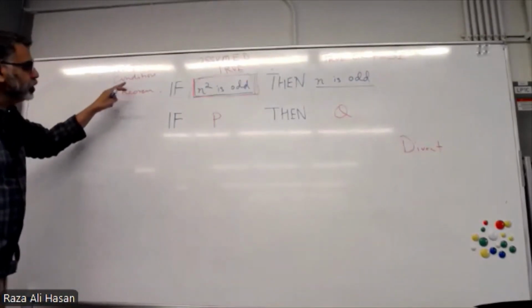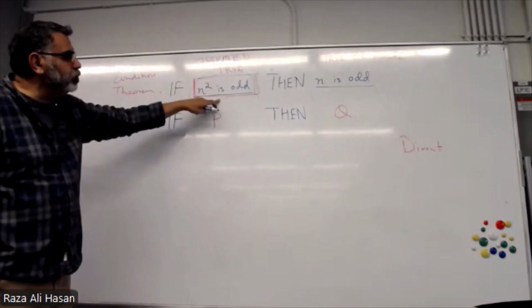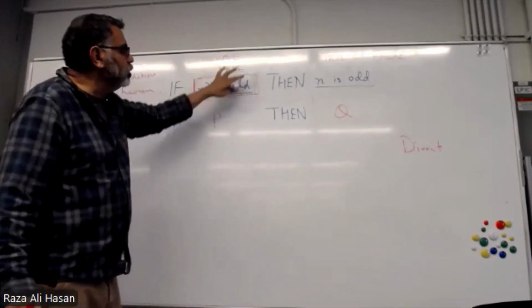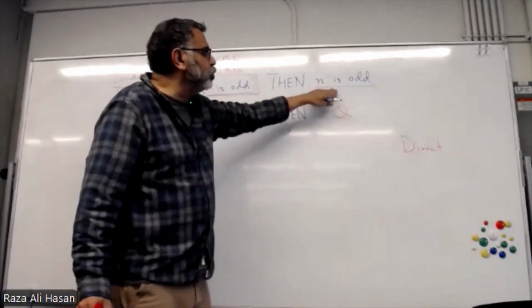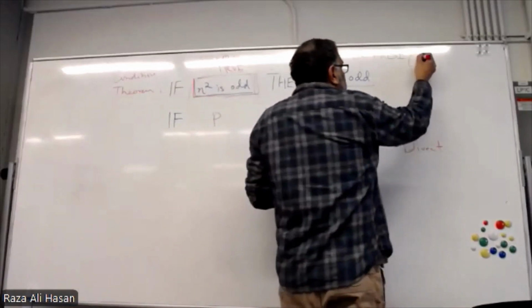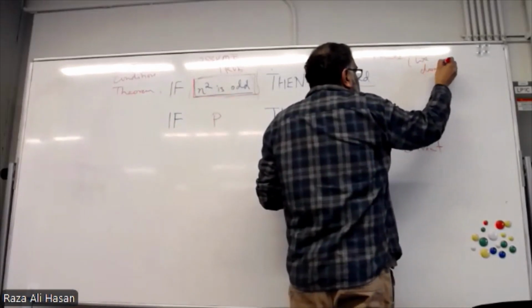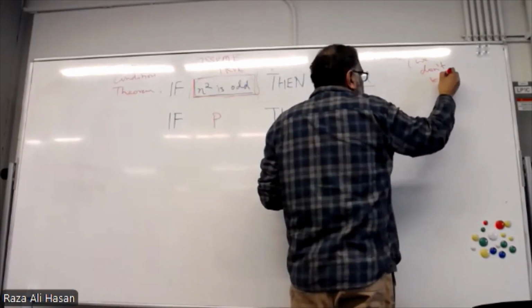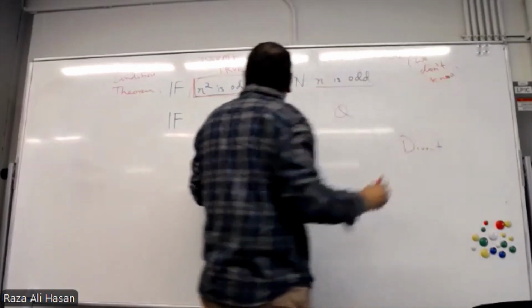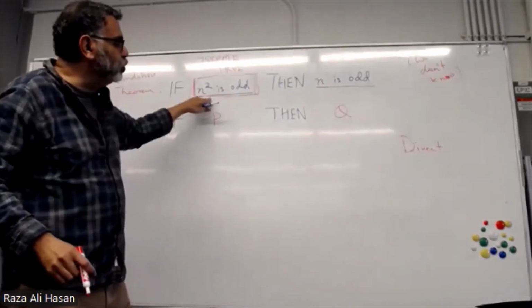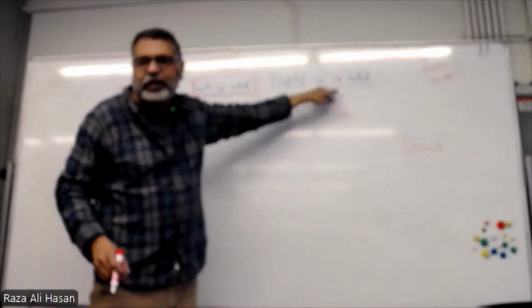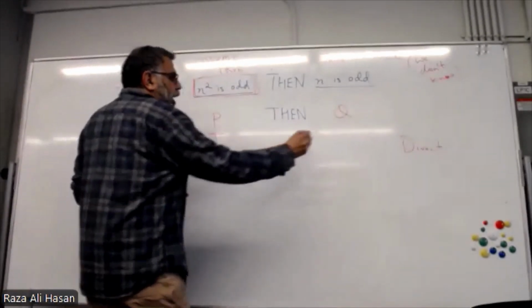So the initial condition is we assume this to be true, and then at this point, we don't know that if we assume this to be true, this will be true as well. And what we want is two T's. We want a T here and a T here.